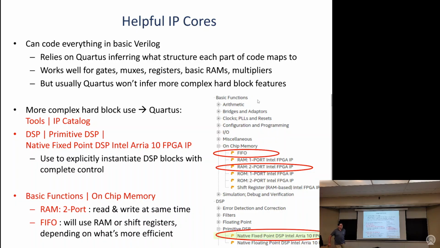Yeah. I have two questions. The first is, does Quartus tell you what's the maximum frequency that each IP core can run at? That's a good question.